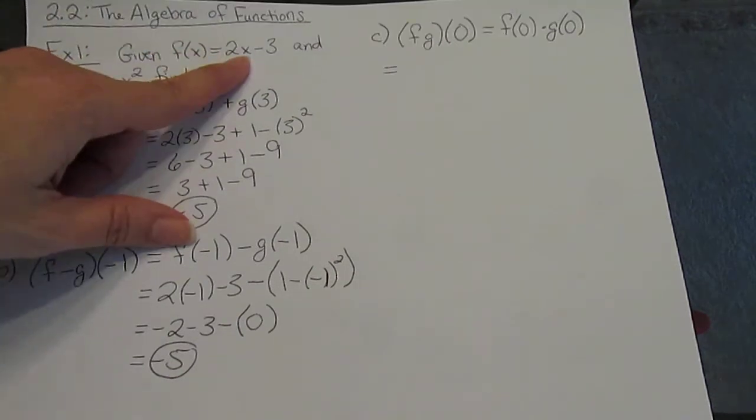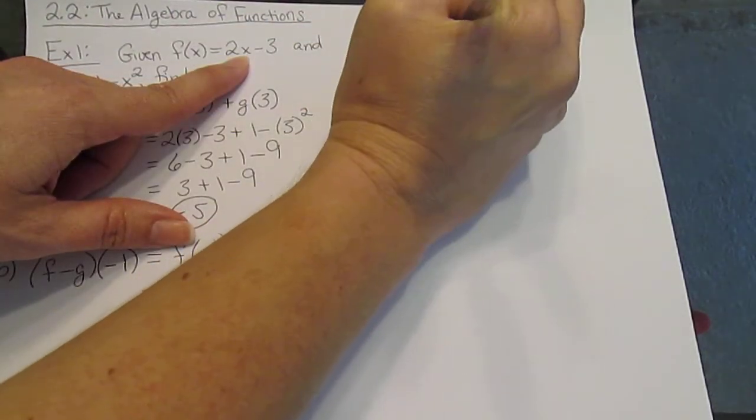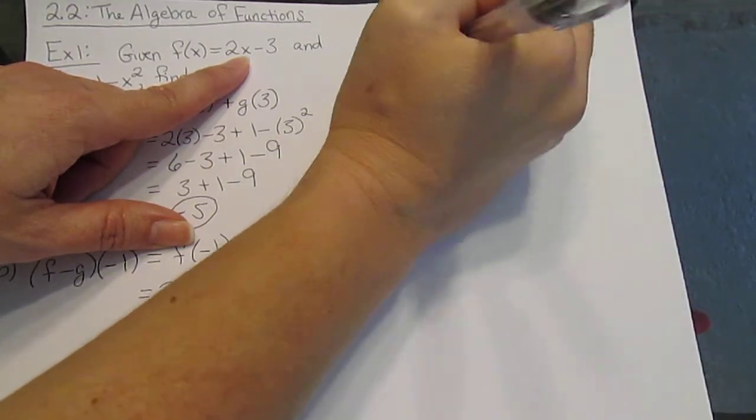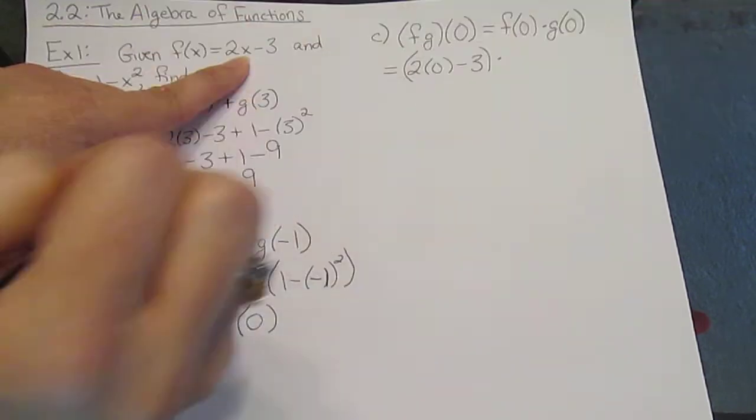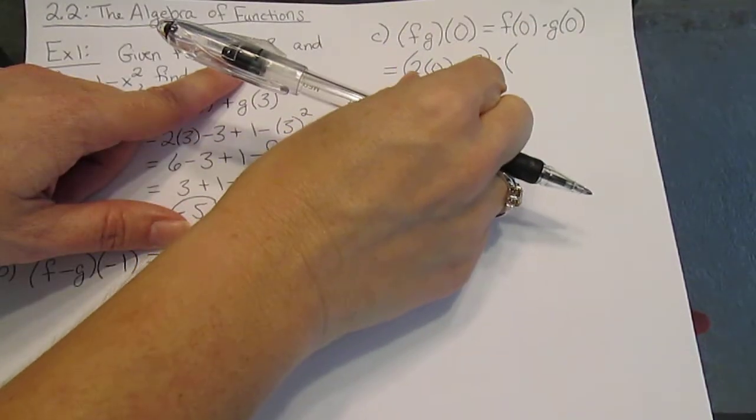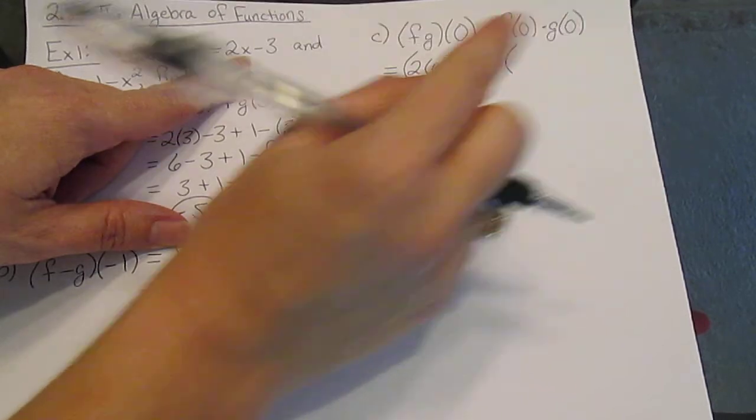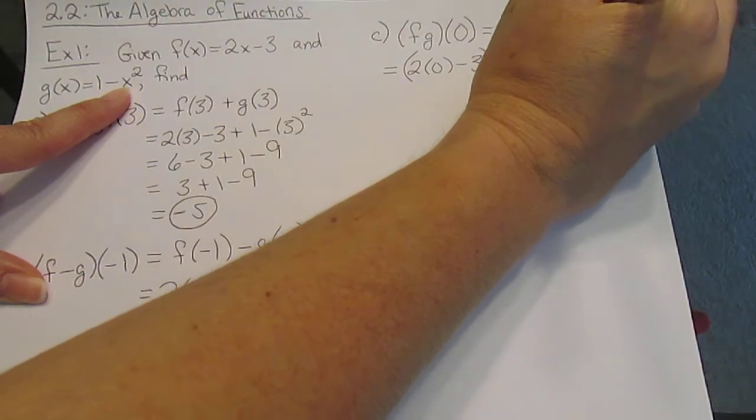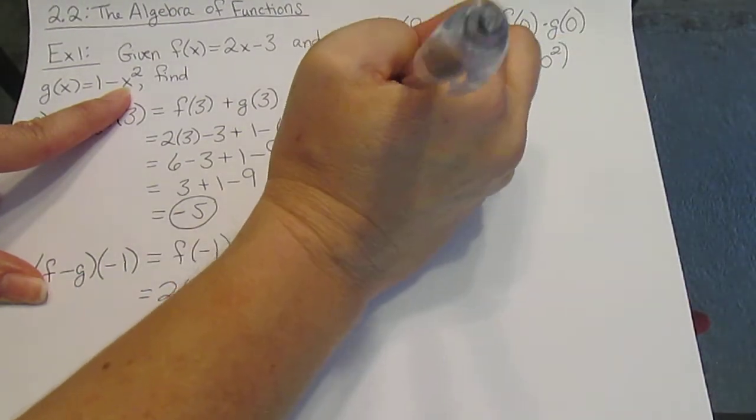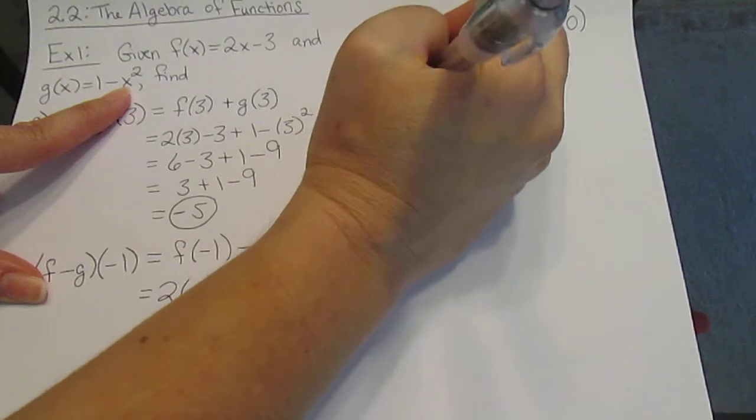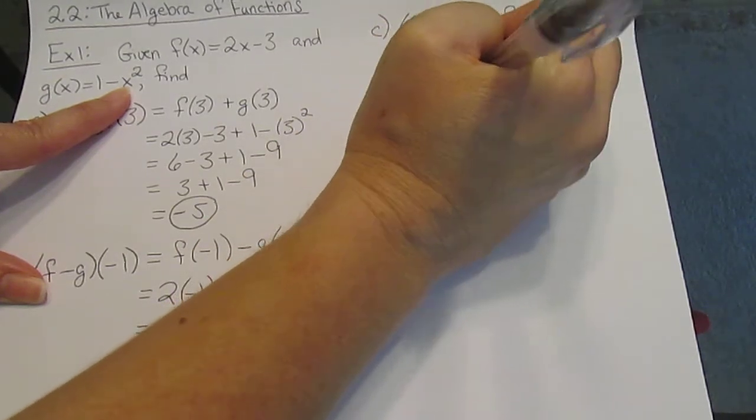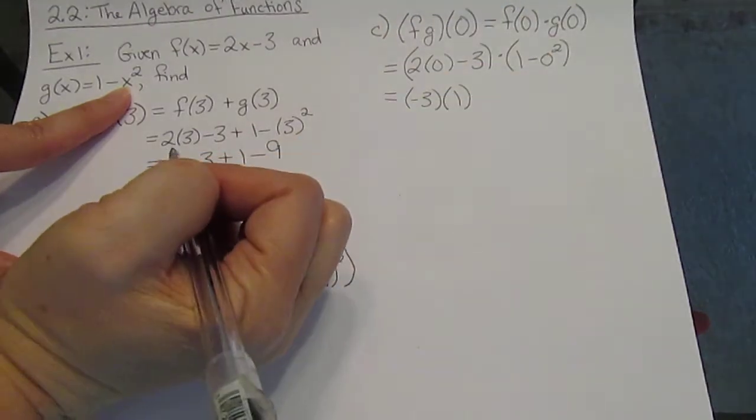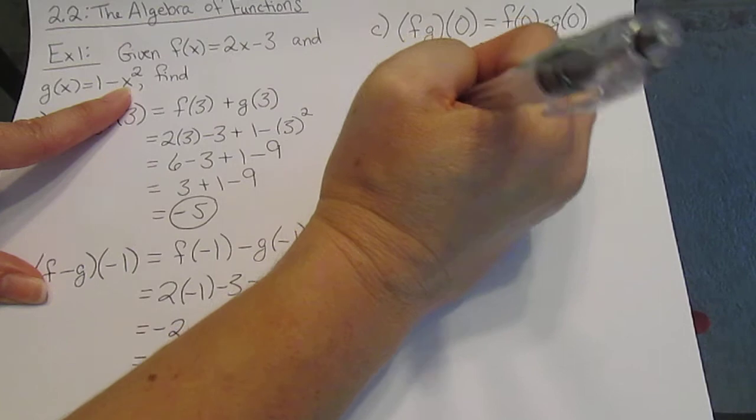Okay, so we'll plug 0 in for x. 2 times 0 minus 3. And we're multiplying these, so I'm going to go ahead and put this all in parentheses so I can show that I'm multiplying this whole thing times whatever we get when we plug 0 in for g. So 1 minus 0 squared. So here we've got negative 3. And in this parentheses, we've just got 1. So negative 3 times 1 is negative 3.